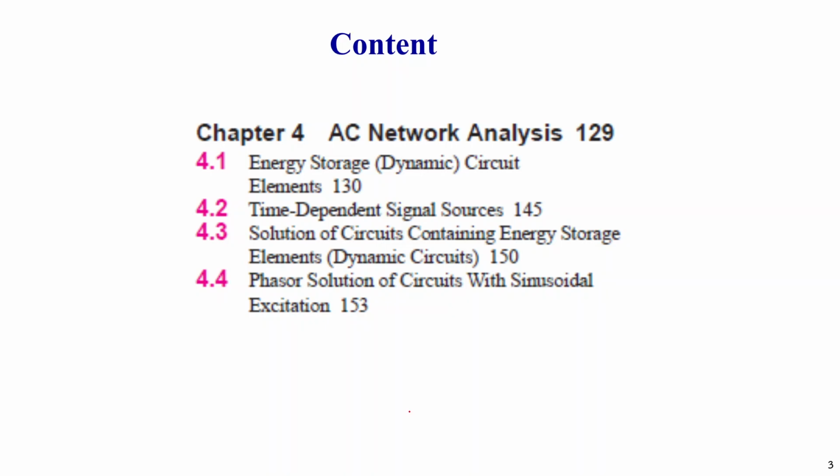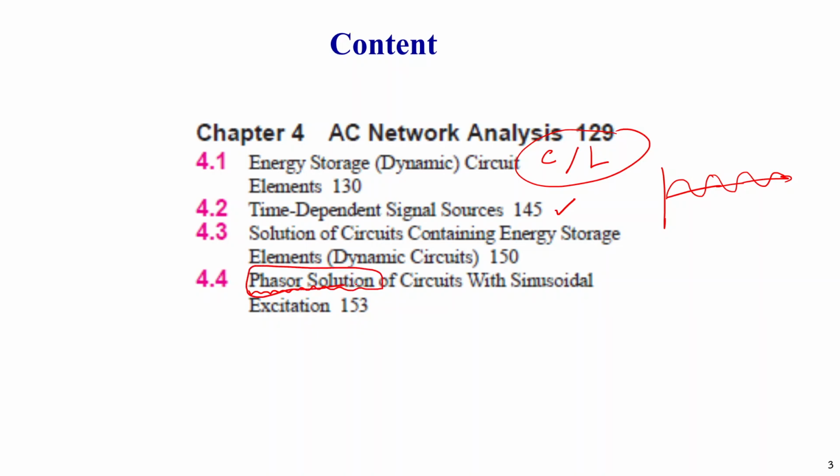Okay, let's see. Before we talk about AC network analysis, first we will discuss the source, right? Time-dependent source. AC is a source that changes its amplitude during the time, and it usually comes in a periodic signal. And we know about the energy storage devices here, which are the capacitor and inductor, right? Capacitance and inductance.